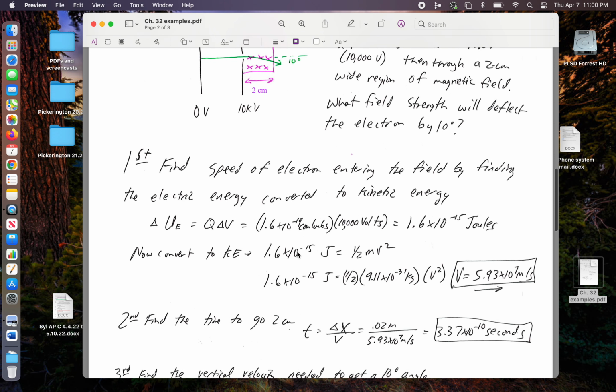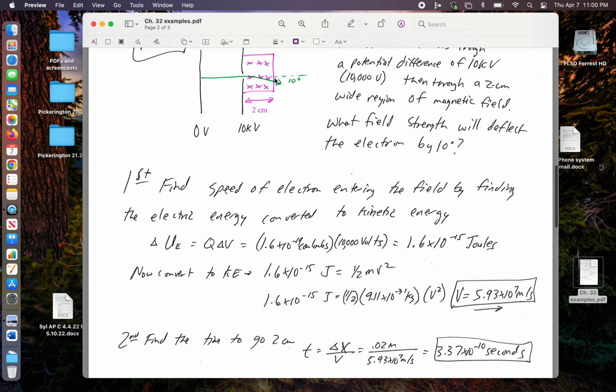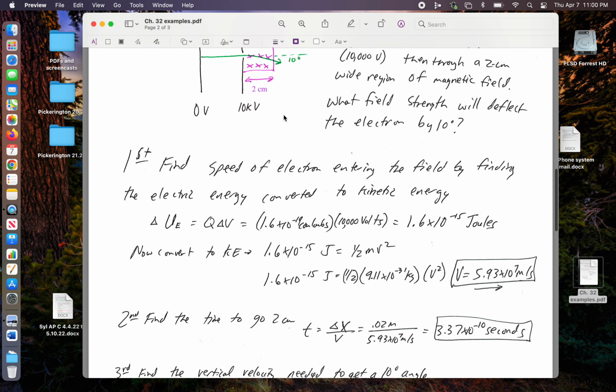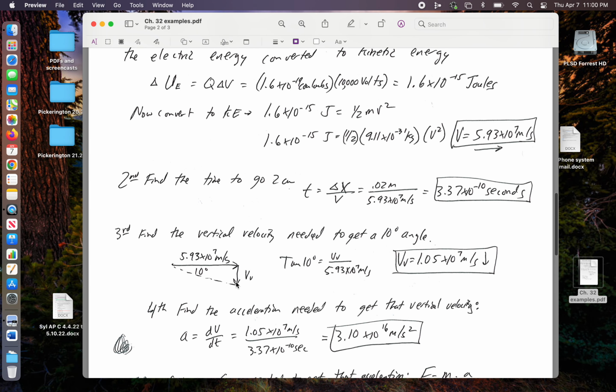So the next thing I want to think about is I need to find the vertical velocity that this is going to have at the end here to get that 10-degree angle. The next two steps could have been done in different order. So basically, I'm going to use trigonometry, and I'm going to draw a triangle here. That's my horizontal velocity. That's going to end up being my vertical velocity to get a 10-degree angle. So V_v is equal to that times tangent of 10 degrees. It's about 1.05 times 10 to the 7th meters per second vertically.